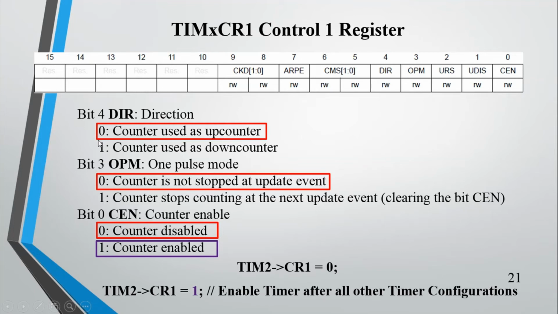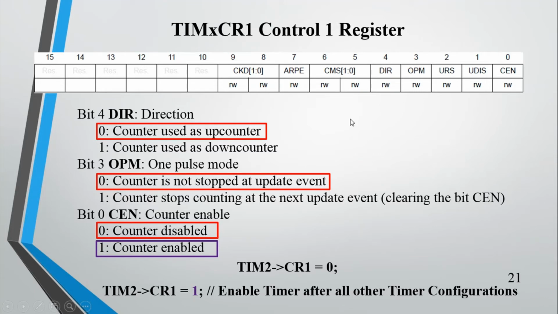So what value should I write? I need to write 0 to bit 4 of timer control register 1. That means you are configuring the timer counter as up counter.